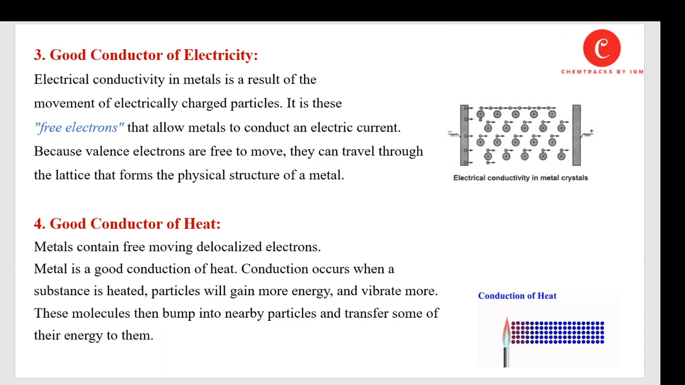Similarly, metals are good conductors of heat. Metals contain free moving delocalized electrons. Metal is a good conductor of heat. Conduction occurs when a substance is heated. Particles will gain more energy.